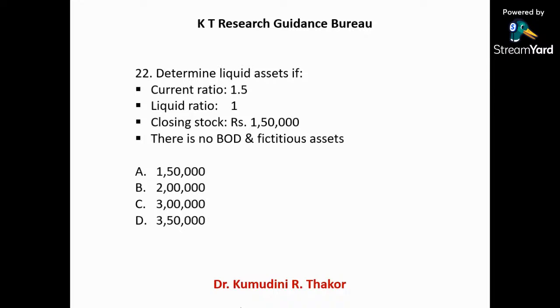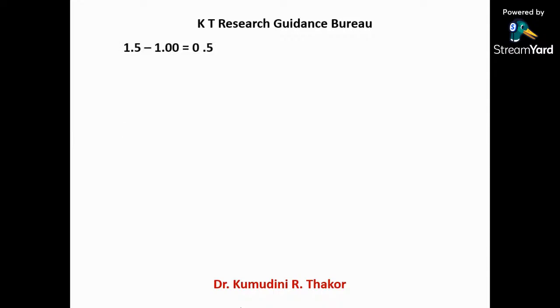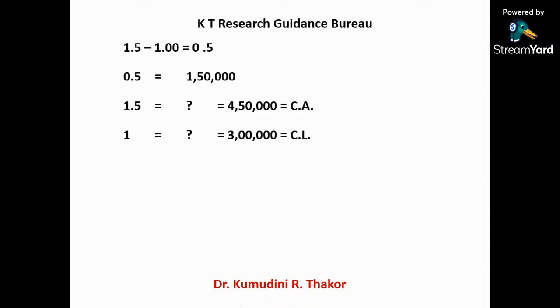Current ratio 1.5. Liquid ratio is 1. So 1.5 minus 1 is equal to 0.5. That is easy to understand. So 1.5 minus 1 is equal to 0.5, and 0.5 is equal to 1,50,000. So how much for 1.5? 0.5 is equal to 1,50,000. Then 1.5 is equal to how much? So your answer comes 4,50,000, and 4,50,000 is your current assets. So easily you can find out liquid assets, 1.5 minus 0.5, that is 1, is equal to 3 lakhs.